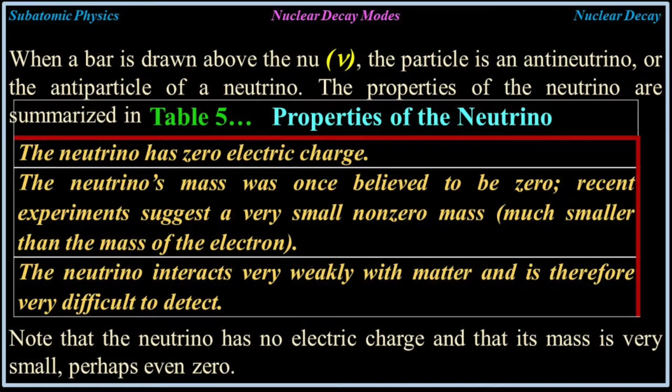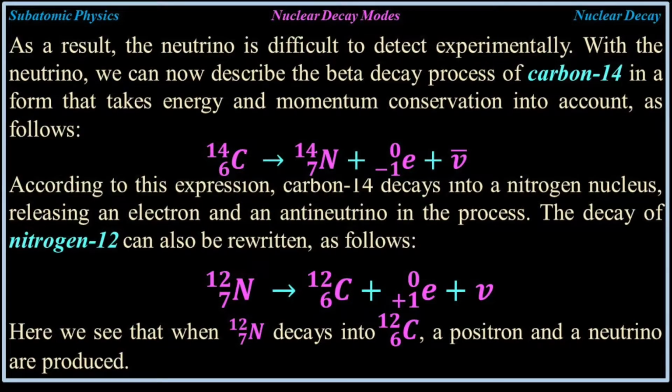When a bar is drawn above the nu, the particle is an antineutrino, or an antiparticle of a neutrino. The properties of the neutrino are summarized in Table 5. I included Table 5 here again for your review. Note that the neutrino has no electric charge and that its mass is very small, perhaps even zero. As a result, the neutrino is difficult to detect experimentally.